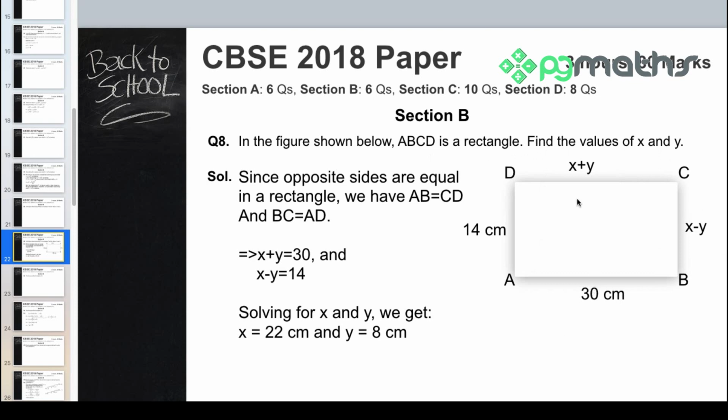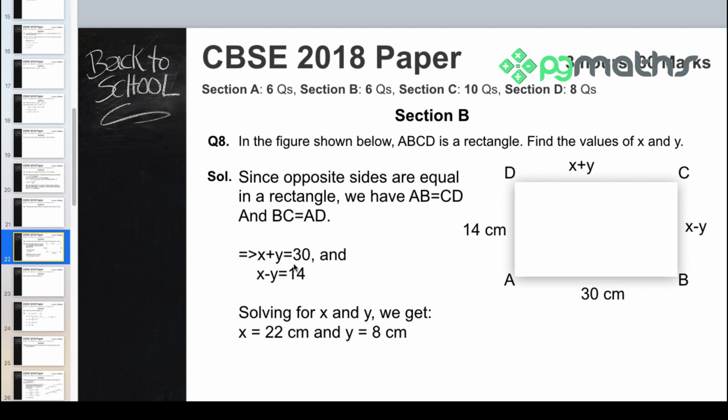Okay, so in a rectangle, opposite sides are equal. Generally speaking, for a parallelogram, this holds true. And since a rectangle is a parallelogram, it holds true for a rectangle as well. So since opposite sides are equal in a rectangle, we have AB equals CD and BC equals AD. This implies x plus y equals 30 centimeter, x minus y equals 14. We'll solve these linear equations. We can get x equals 22 and y equals 8.